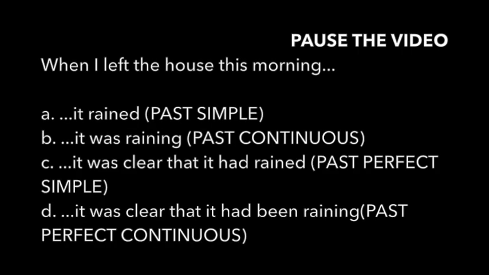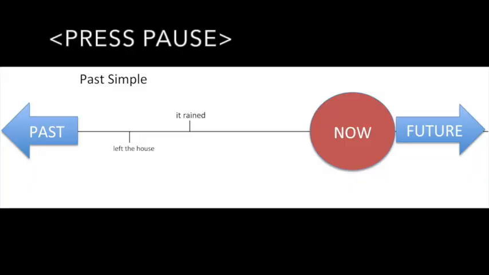Let's compare these four sentences. When I left the house this morning, it rained. So, consecutive, complete actions or events in the past. I left the house and then it rained. Slightly unusual perhaps, but very possible. This happened, then this happened. That's the easy one out of the way.